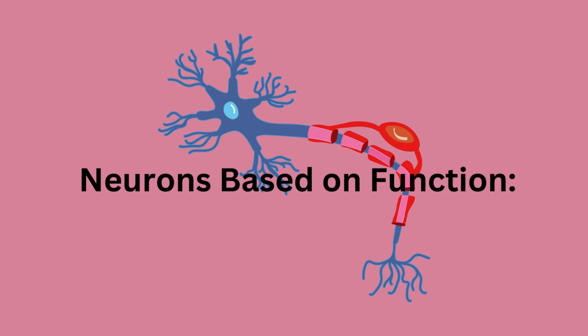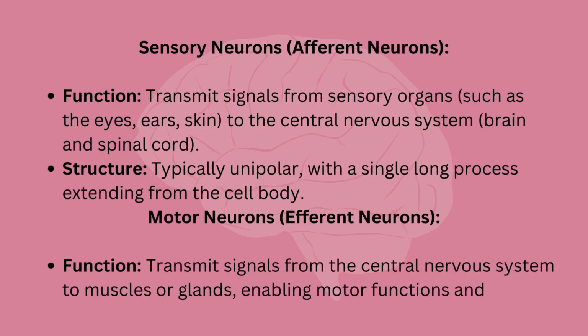Neurons based on function. Sensory neurons. Function: transmits signals from sensory organs, such as the eyes, ears, and skin, to the central nervous system, the brain and spinal cord. Structure: typically unipolar, with a single long process extending from the cell body.